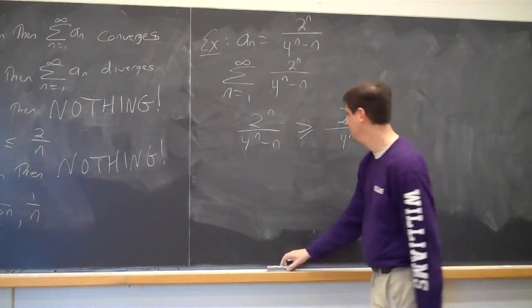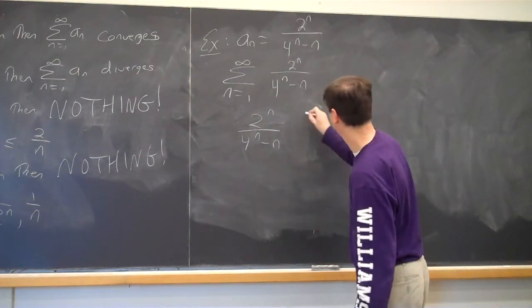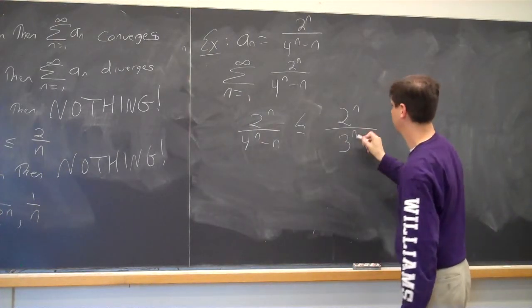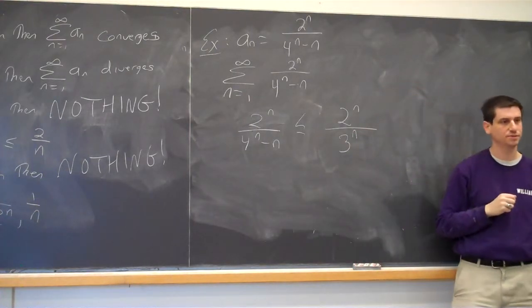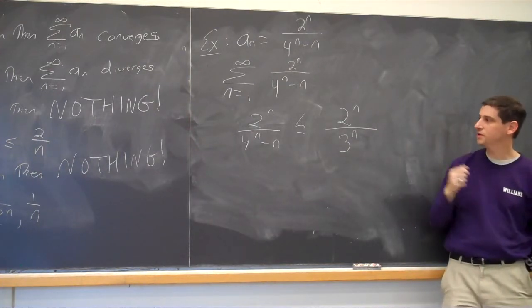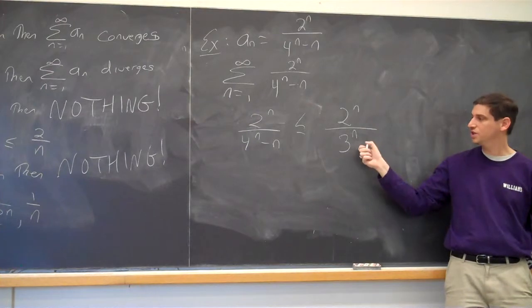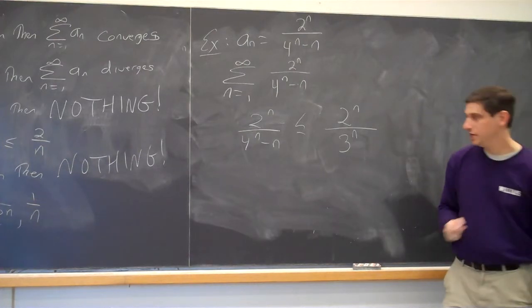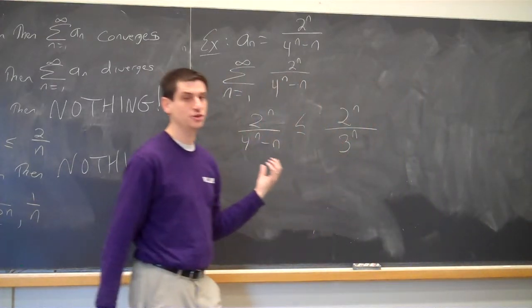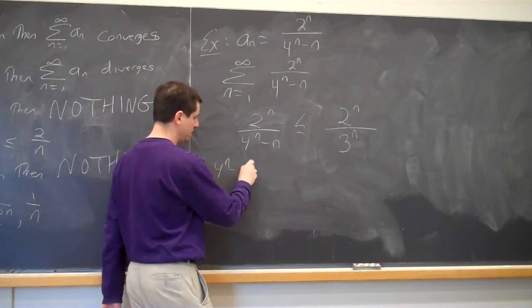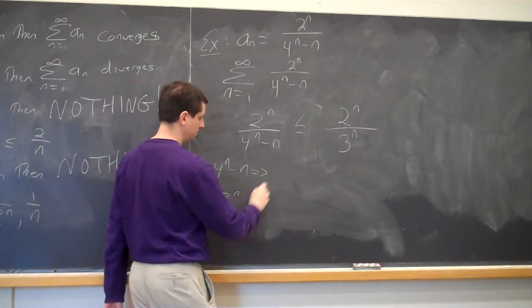3 to the n? 3 to the n. Excellent. Why should we do 3 to the n? So we're basically comparing it to 2/3 to the n. But why should I use a 3 down here for 4 to the n minus n? I'm just gonna make it greater. Yeah, so 4 to the n minus n turns out to always be less than or equal to 3 to the n. So here's 4 to the n minus n, here's 3 to the n.